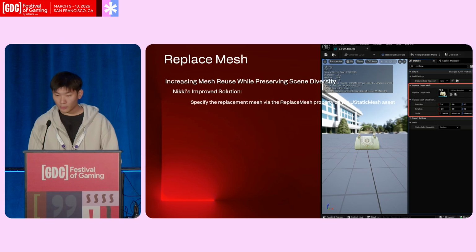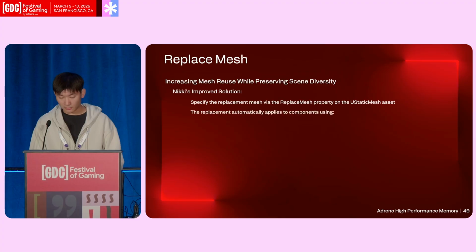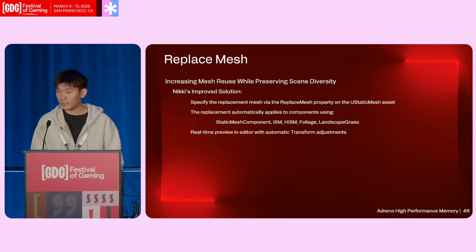We built a simple and powerful system inside Unreal Engine. Artists only need to set a replace mesh on any static mesh asset, like the red box. The system will automatically apply the replacement to the scene for all components that use this mesh, including static mesh component, ISM, HISM, foliage component, and landscape grass, with real-time edit preview and automatic transform adjustment.